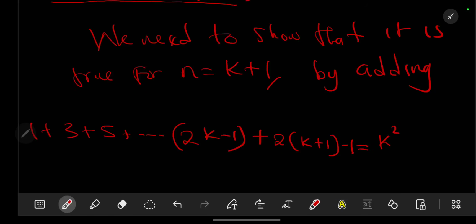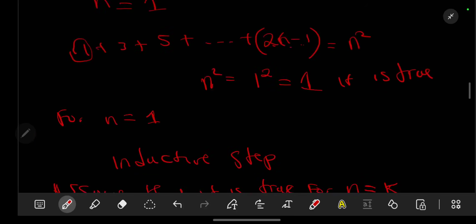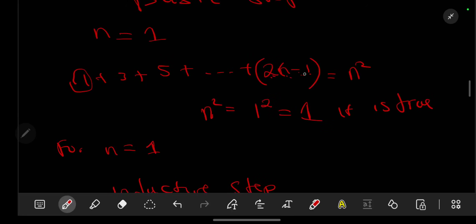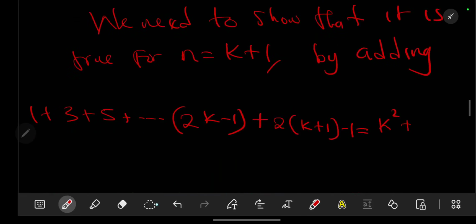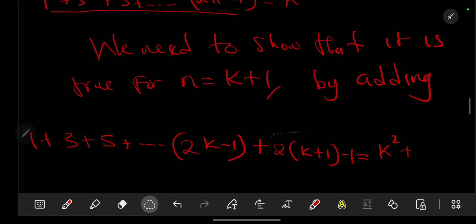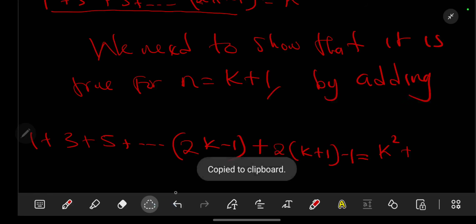So this term here, you are adding it on both sides. Remember, you are not just adding k plus 1. You are adding it in such a way that you look at your last term, 2n minus 1, but where there is n, you put k plus 1 minus 1. So in other words, you are adding this on both sides. It will make sense as we solve many problems.